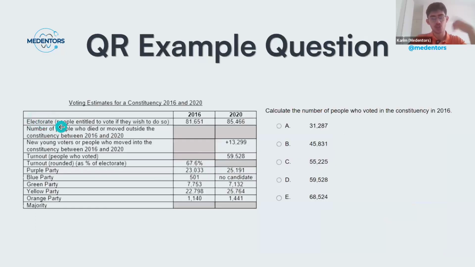Now, in terms of a QR example question, this is more of a green flag one, because right away it's a nice clean table, and the numbers aren't too complex. It's going to take you 2 steps. Now, how might I do this?